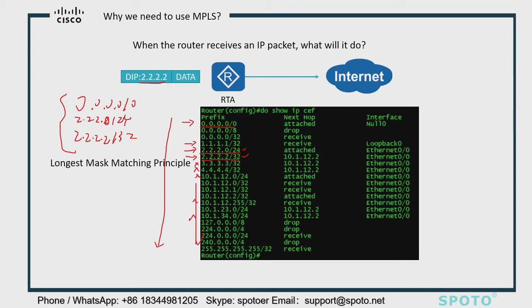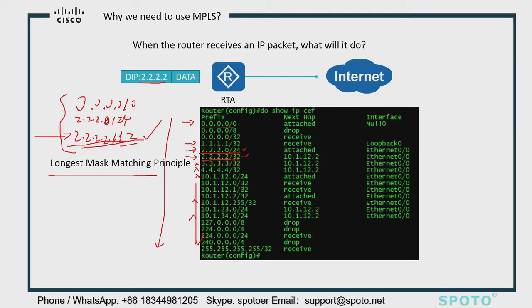I think maybe most of you have learned about this knowledge. It's called the longest mask matching principle. It means if the routing address has the longest match, so this one is 32, this one is 24, this one is 0. So this one is the longest. So it means the router will forward the packet according to the one with the longest mask. Okay, so this is the IP forwarding principle.